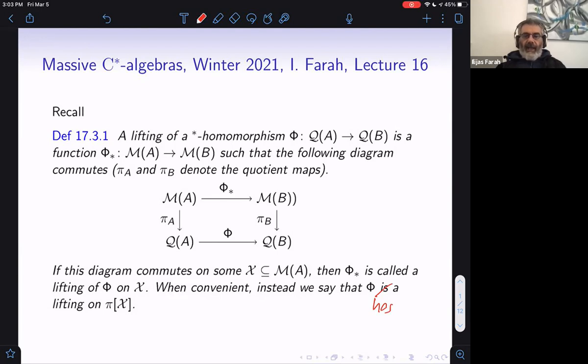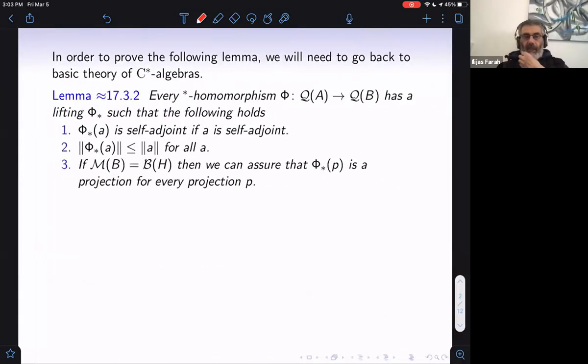Okay, so our next task is to prove that this phi_* has at least some reasonable properties. And those properties will be used later on to get a hold on the structure of phi_*. So that's what the following lemma is about.